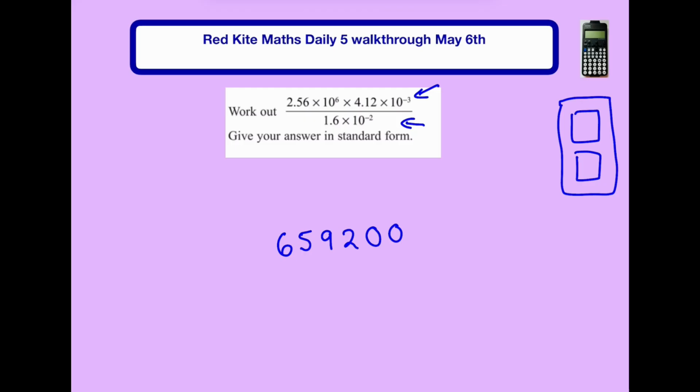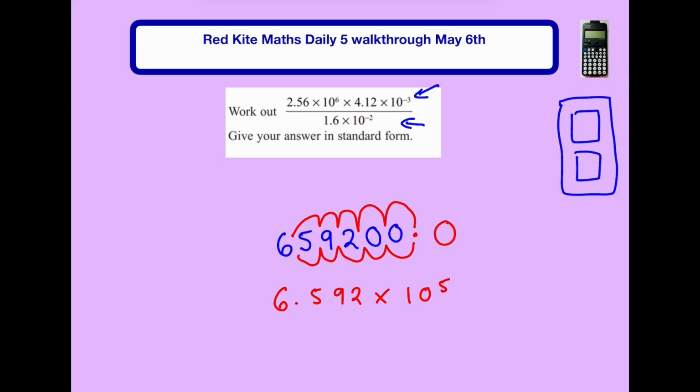We've now got to put this into standard form. Now, technically, we have a decimal point here with a 0 after, and we've got to move this decimal point so our number ends up between 1 and 10. But remember, it can't actually equal 10. So I'm going to do my jumps. 1, 2, 3, 4, 5. So that would be 6.592 times by 10 to the power of 5, because I had to move the decimal point 1, 2, 3, 4, 5 times.